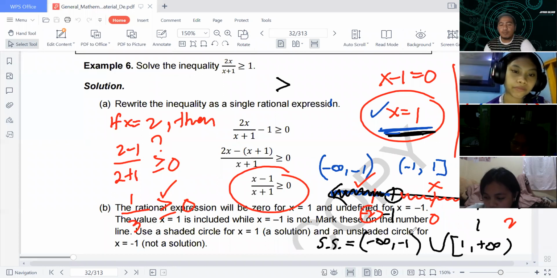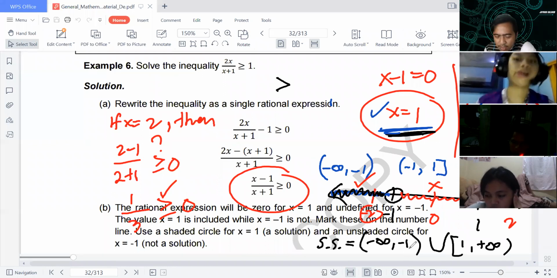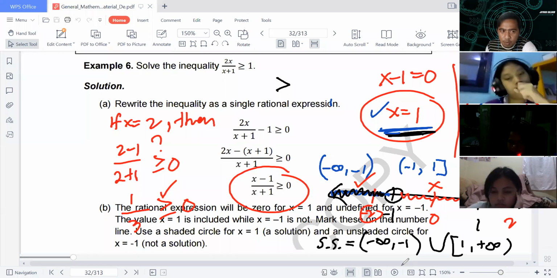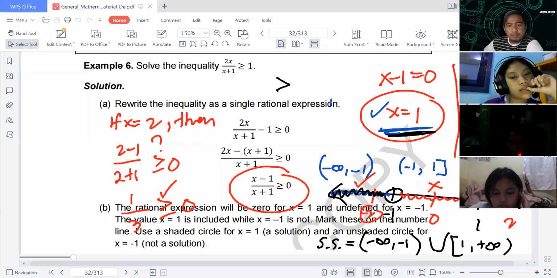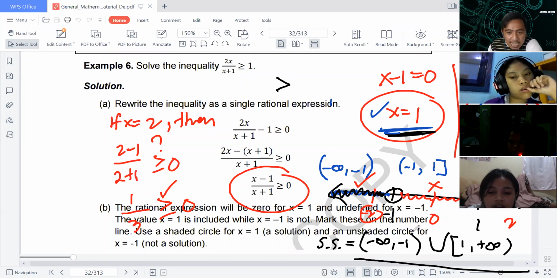Now, let me ask you, by looking at your solution set, is negative 1 a solution? No. Because negative 1 is not included here. That is not a bracket, it is a parenthesis. Now, another question. Is 1 a solution? Yes, because that is a bracket. Right?